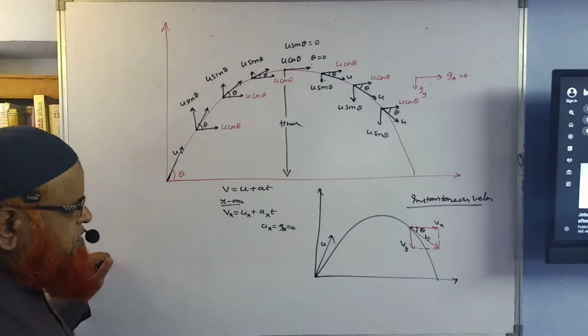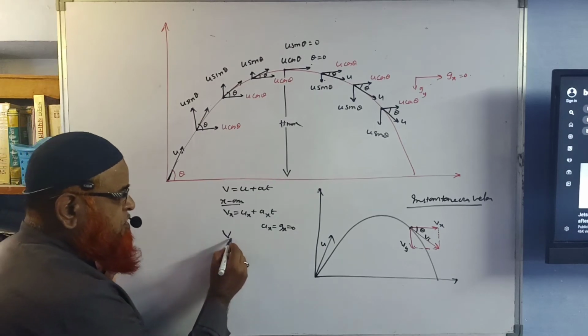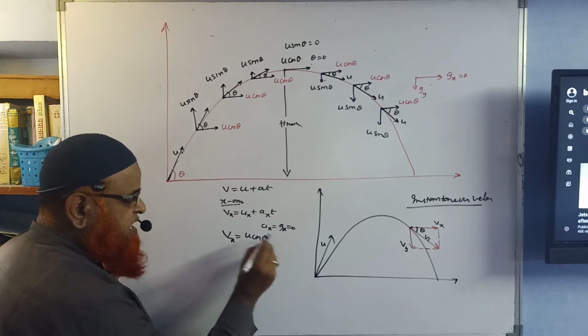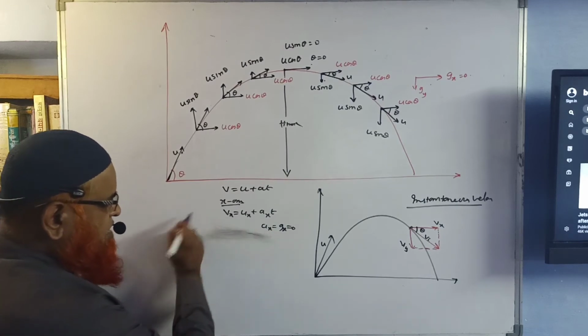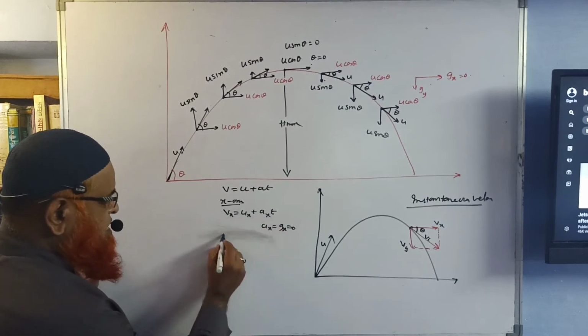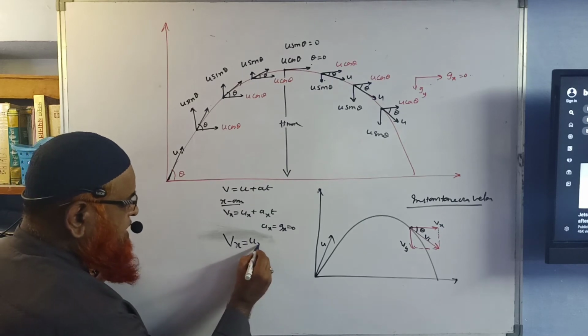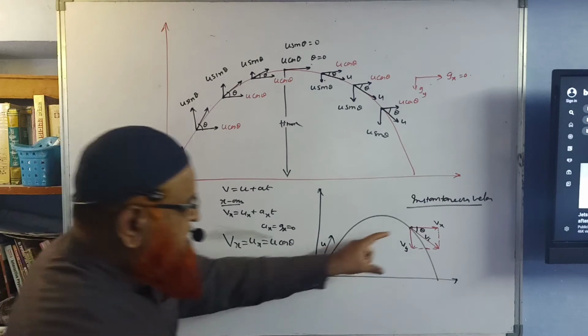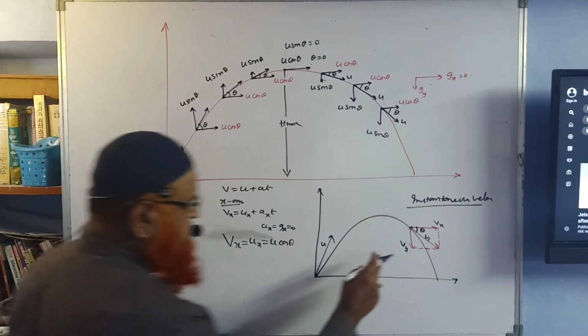Then let us see what is going to happen. You will understand that Vx is equal to Ux, and that is always going to be U cos theta. I'll write it a little larger. So Vx is equal to Ux, which is U cos theta. And what is Vy? That is our question here.